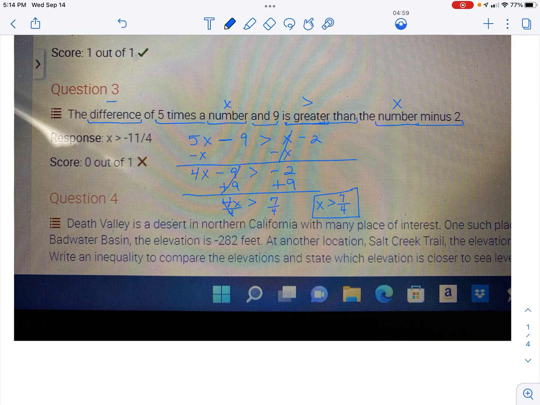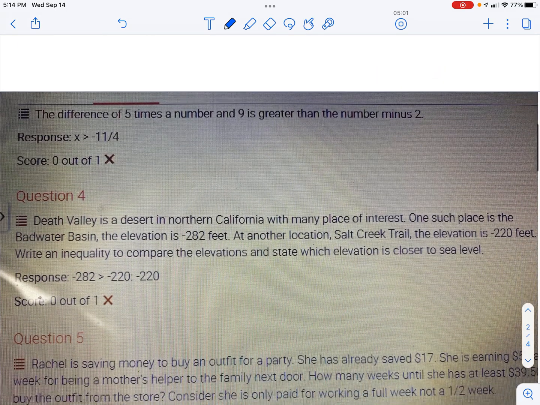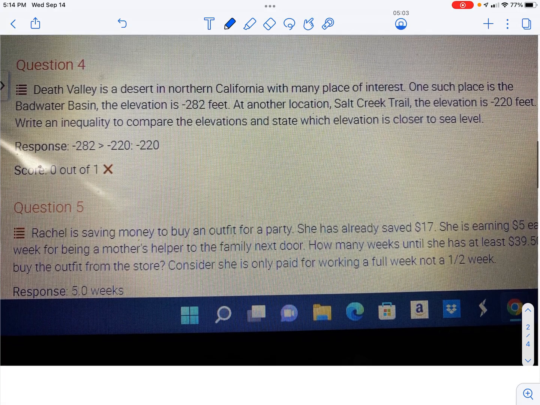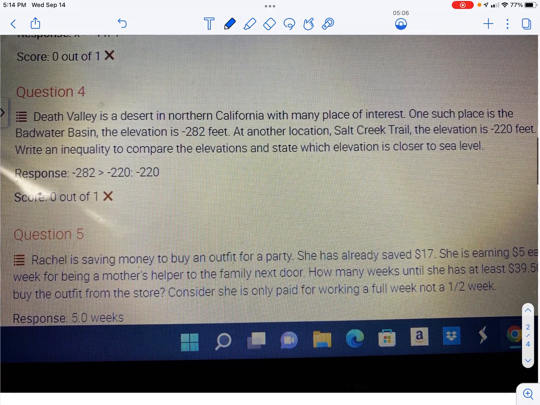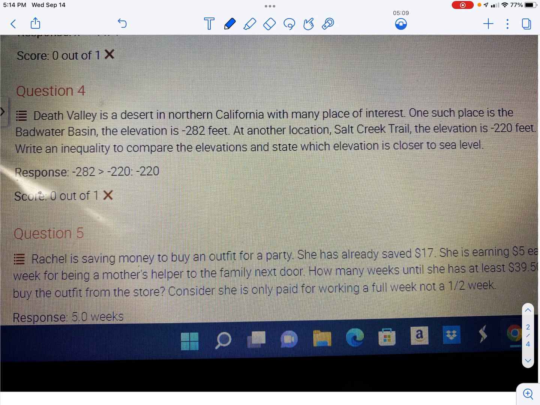And then the last one you sent me is this one here about Death Valley, I think. Yeah, Death Valley. Death Valley is a desert in Northern California with many places of interest. One such place is the Badwater Basin, and the elevation of that is negative 282 feet. At another location, Salt Creek Trail, the elevation is negative 220 feet. Write an inequality to compare the elevations and state which elevation is closer to sea level.